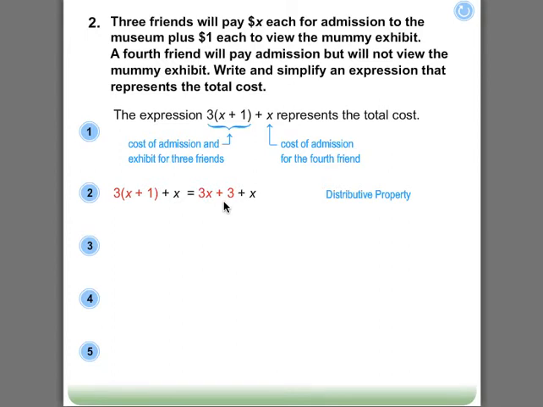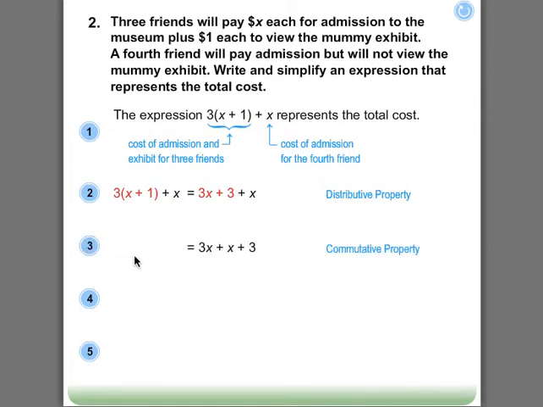3x plus 3 plus x. That's the distributive property. This is new. So what we're really doing is 3 times x, and then 3 times 1, because we can't combine these two. They're not like terms. So you have to multiply it all the way out. 3x plus 3 plus x.